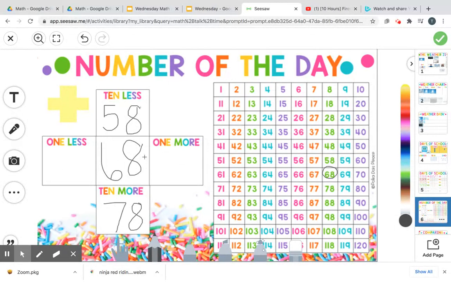Now, when you're going from side to side, you're just counting. So you're just going up and down 1. So what comes before 68? Yeah, 67. What comes after? Yeah, 69. I hope that helps make sense a little bit more. We're going to work on finding our patterns.